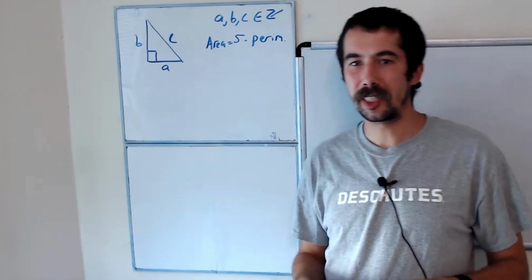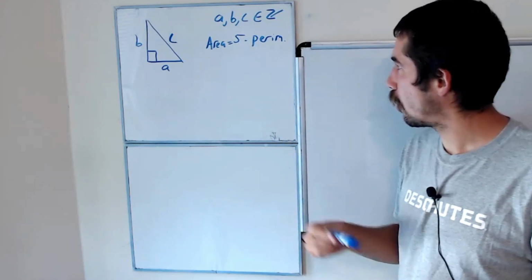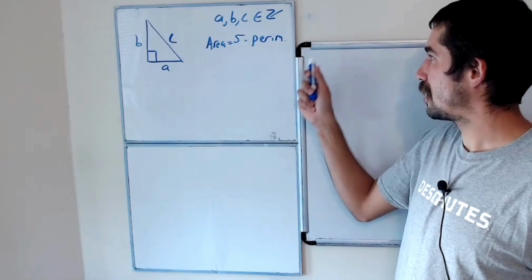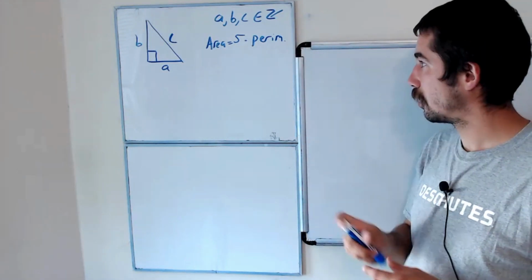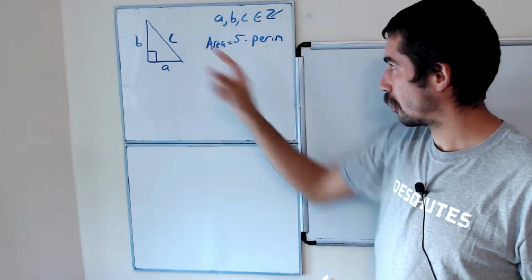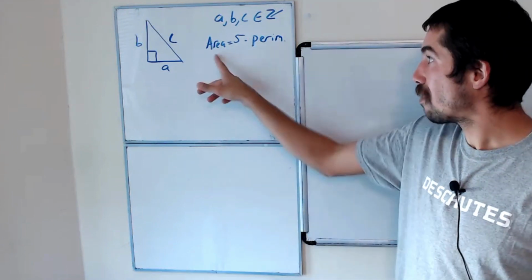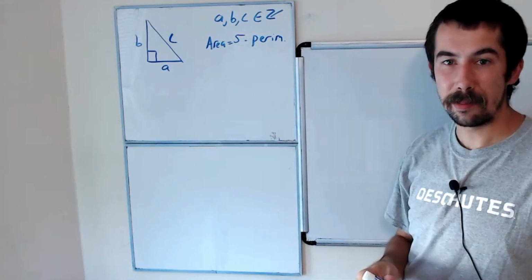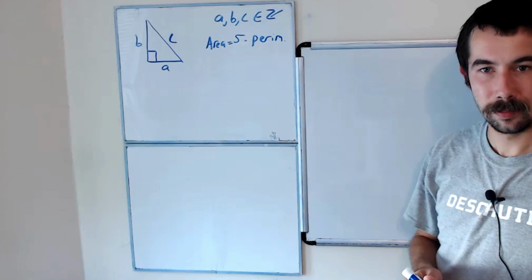Got a quick problem for you today. Find all triples A, B, and C that are integers that make up a right triangle such that the area of the triangle is equal to 5 times the perimeter of the triangle.